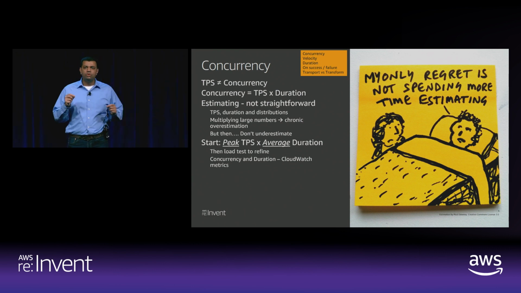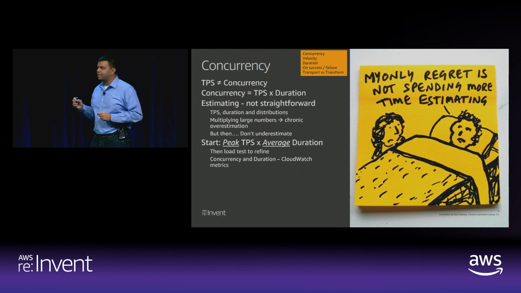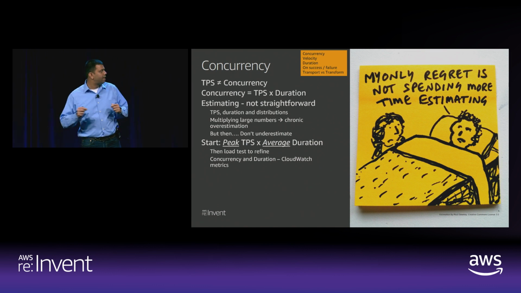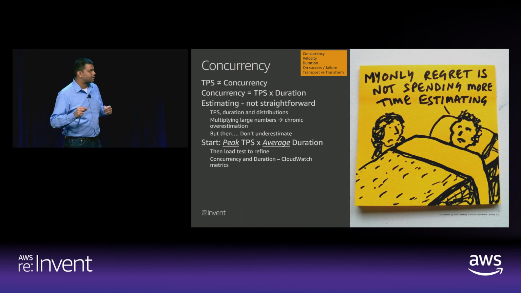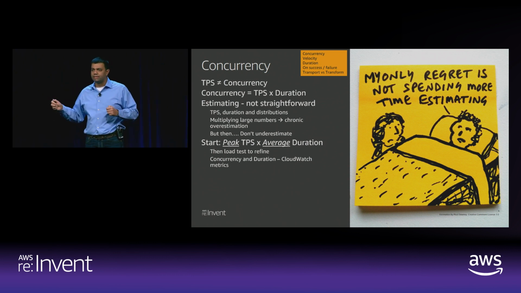And so that gives you a good starting point in terms of what is the concurrency you need when your application scales to its full level. And then you should basically start there and run a load test. And then there are two metrics, concurrency and duration, that you should monitor through your load test. And those will give you an idea of what's the max concurrency you actually need.